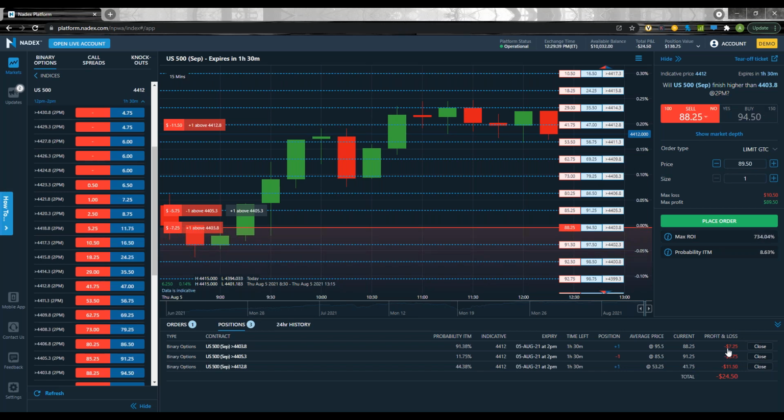It has nothing to do with the profit and loss if you are to hold to expiration. So I think we spent a good amount of time on profit and loss here. We do have one more new button that we have here. This is going to be the close button.